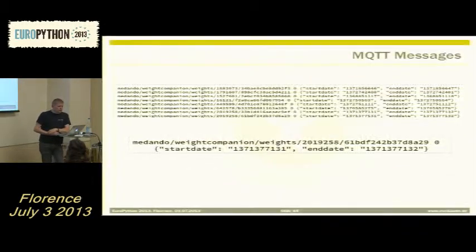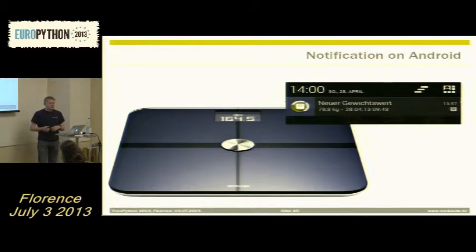Okay, if we use this, on the server, messages look like this. Like the topic with user ID, device ID. I hope this is my device ID currently, not from any customer. And the start and end date. Very simple. This is the message that is sent via MQTT. And to get the actual weight value, in this case for the weight scales, the Android app calls the API of Withings, the manufacturer of the weight scale, and gets the actual weight value.